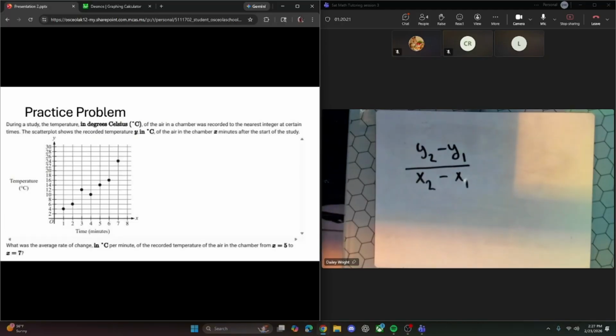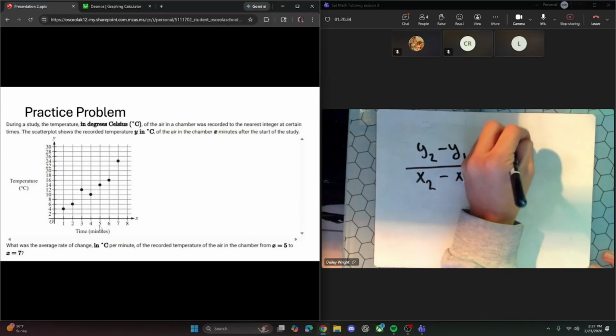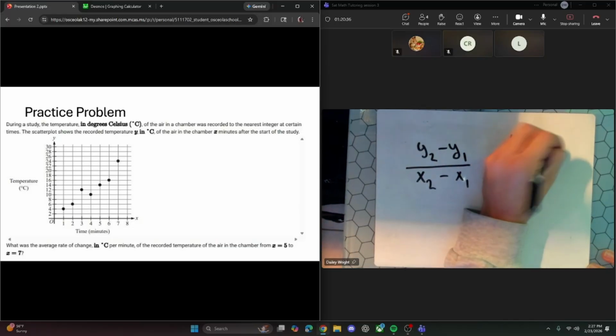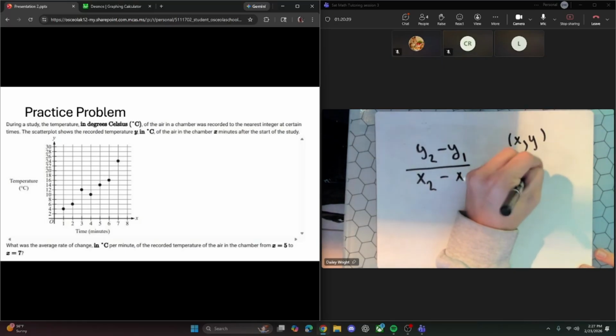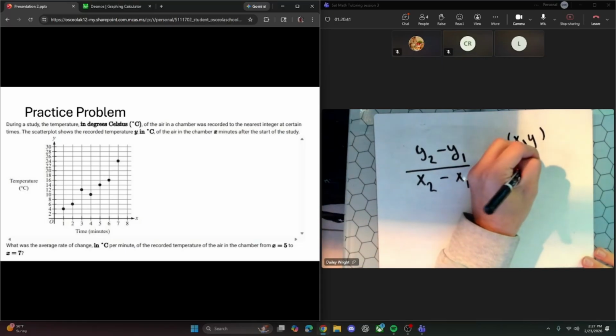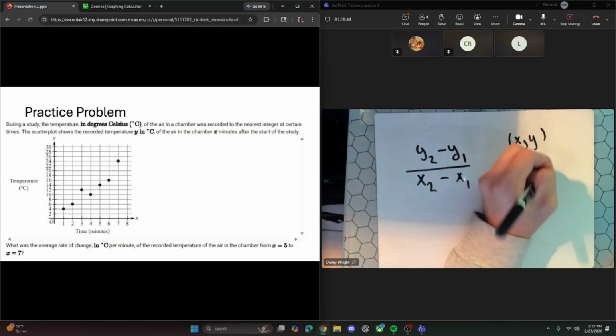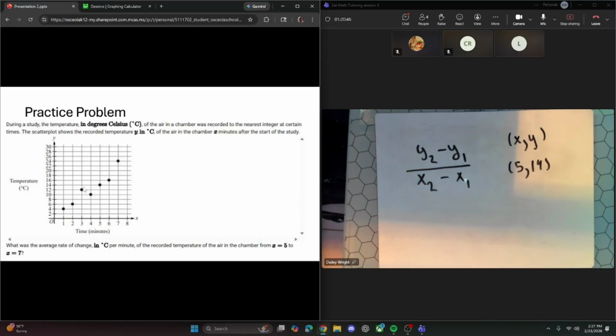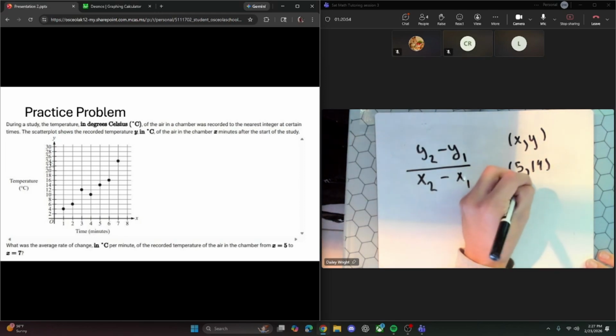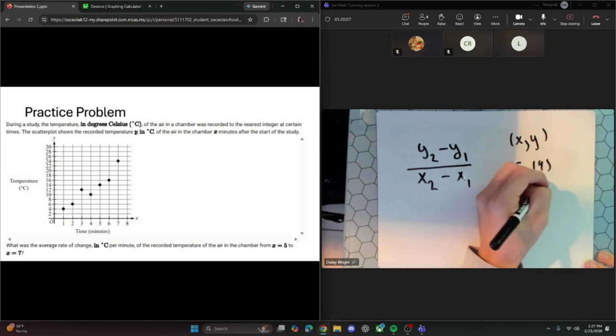Okay. So it's this one. You want to go from 5 to 7. So I'm looking at what 5 is, and you write it as x, y. When x equals 5, y equals 14. Again, I'm just looking at where it equals 5, and then I'm dragging across on that line to get to 14. When x equals 7, y equals 24. So we have our 2 points.